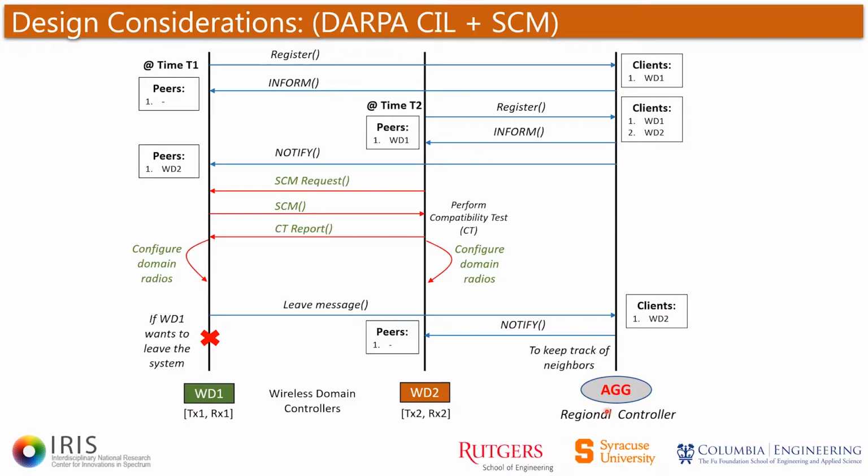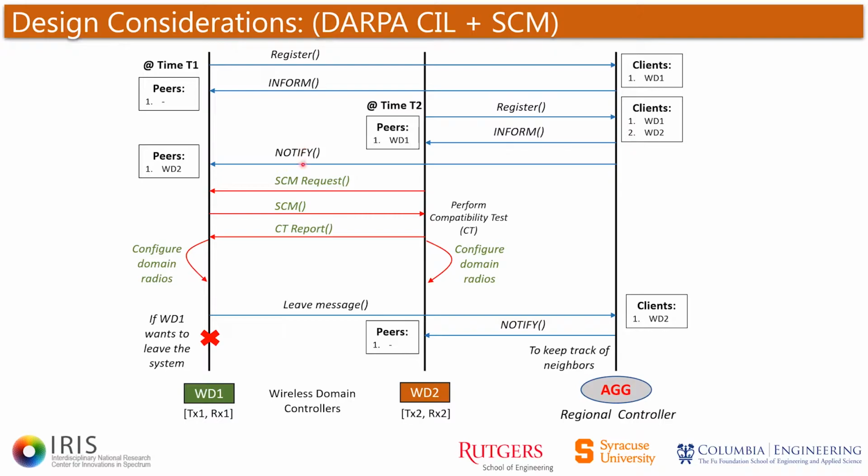The regional controller then sends an inform message containing the list of all existing networks. This list is currently empty. At time t2, network 2 joins the system, and we can see the register message sent by WD controller 2 to the regional controller. It is then informed about all the existing networks. This list contains only WD1. WD1 is then notified about WD2 joining the system.